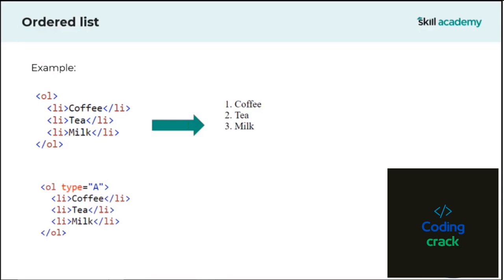Meaning if you want to start your ol tag with alphabets, then you are going to use this attribute named type, and in this type if you write capital A, then your set of items will be displayed to you like this. So this is how we are going to use ordered list in HTML. Now guys, practically I would like to show you how we can use ordered list in HTML.